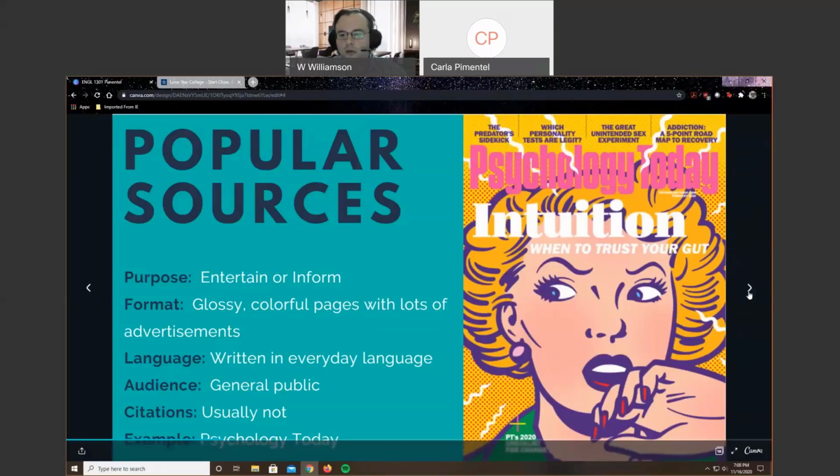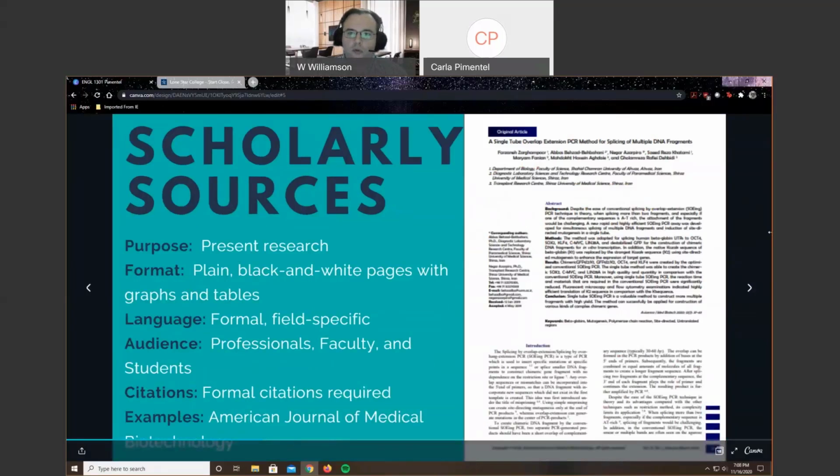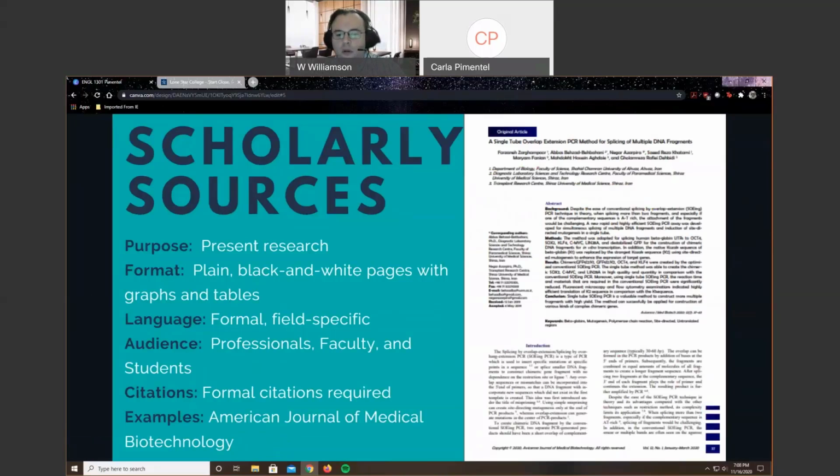And that is as opposed to scholarly sources or academic journals. You may not have encountered these before college research. They're, like I said, written by experts for other experts.